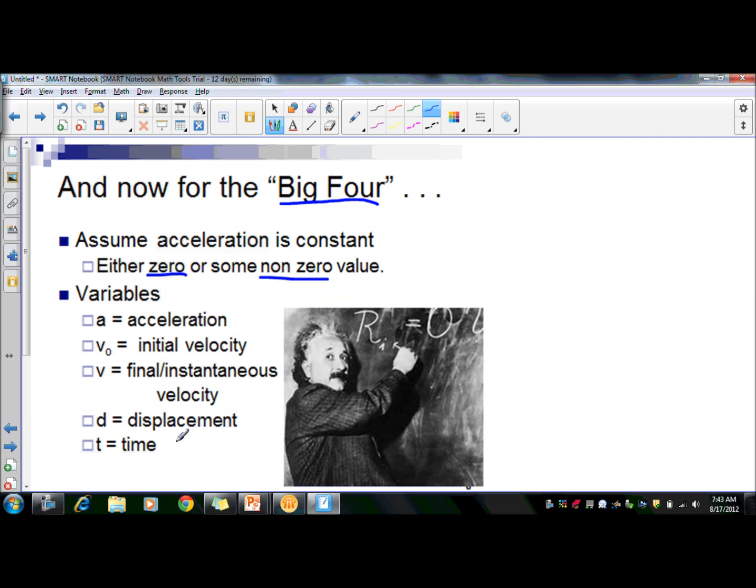Other variables that are going to be very important are listed right here. a is acceleration, v naught is initial velocity. The little 0 means a time of 0. Then we have just v. The reason why we use just v is because it can either be your final velocity in the situation or your velocity at any instant. It depends on what you're looking for. d is displacement because, again, all of these are vector quantities: acceleration, velocity, displacement. They all have to be vectors. And, of course, t is time.